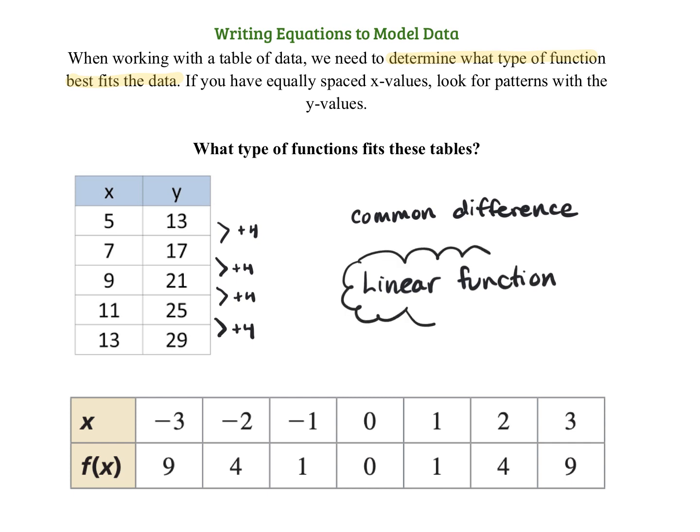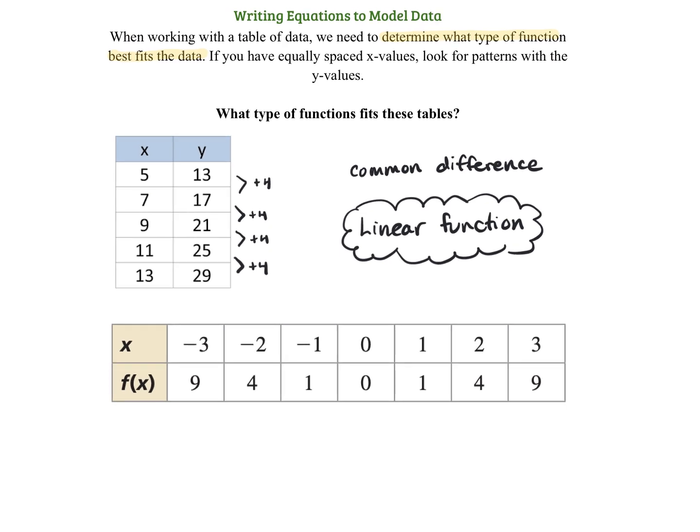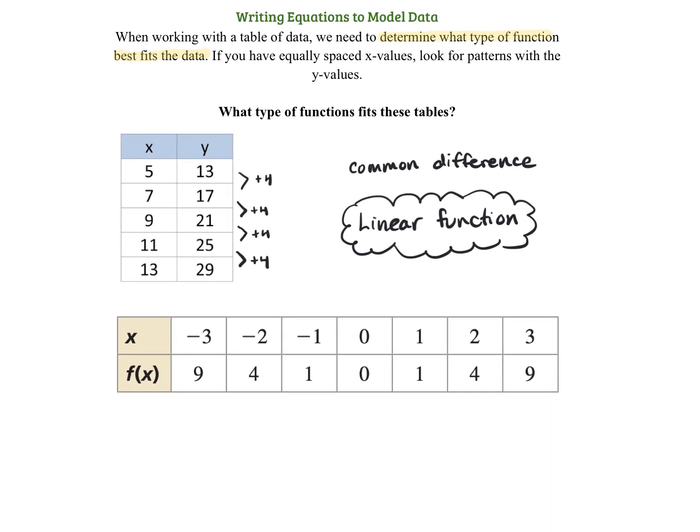Okay, so that is one type of data that you might come across. But of course, today we're talking about quadratic functions. So let's look at what that would look like for a table of data. So again, you do need to make sure you have that consistent x value or difference between the x values, so that it is evenly spaced. So now I'm going to look for patterns here. Now, patterns don't always have to involve addition or subtraction. They can involve multiplication or division. But let's check for some pattern here.